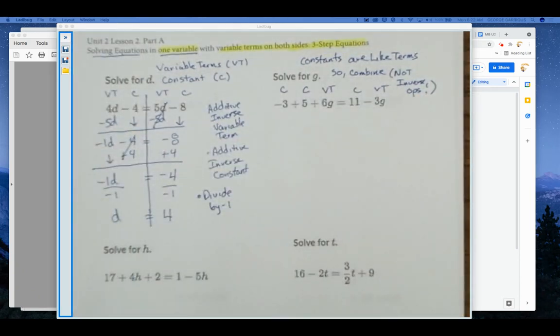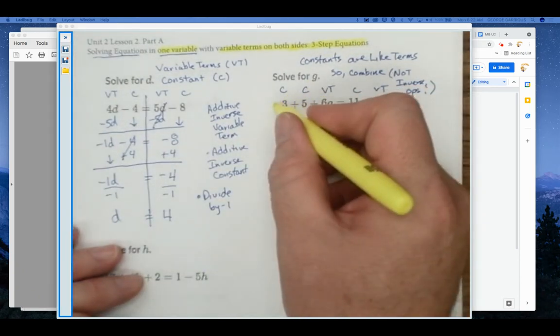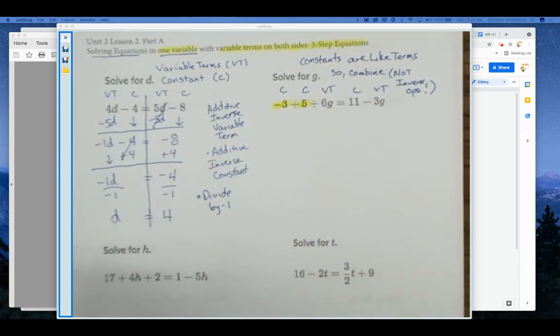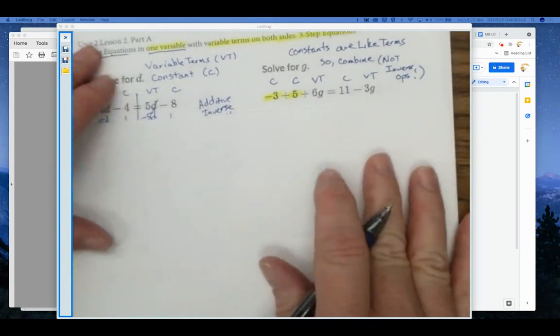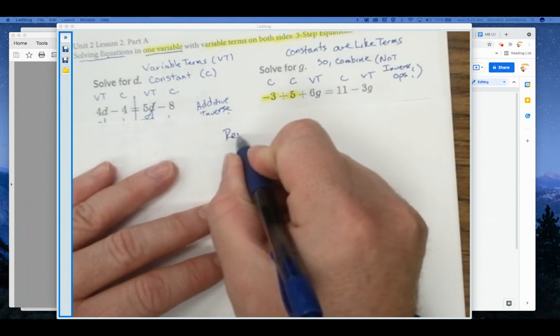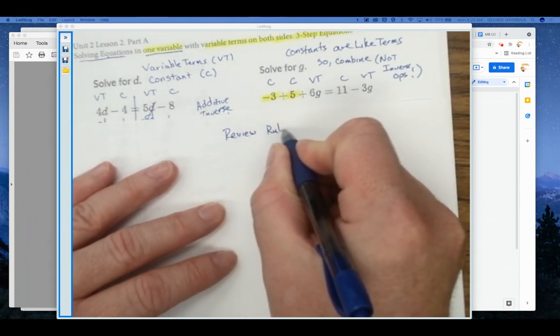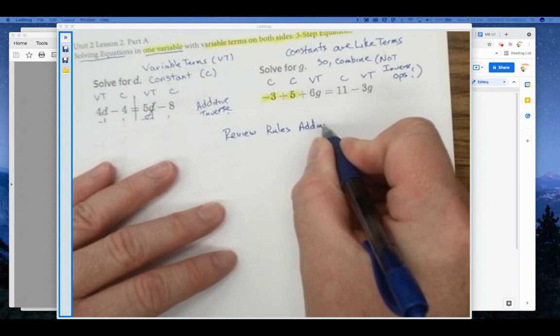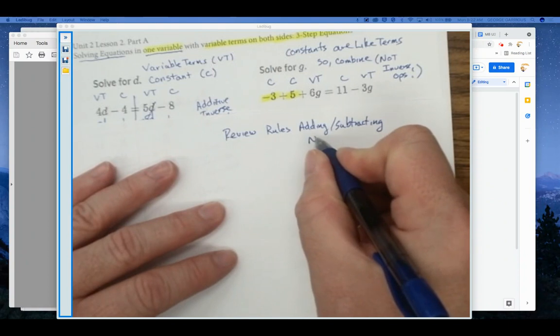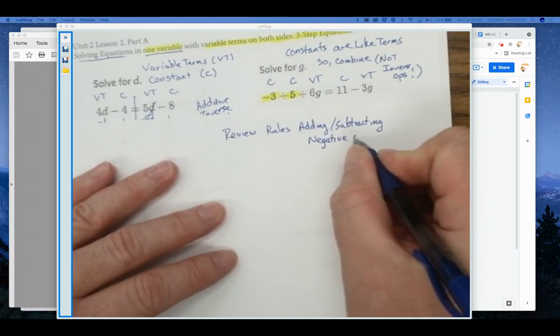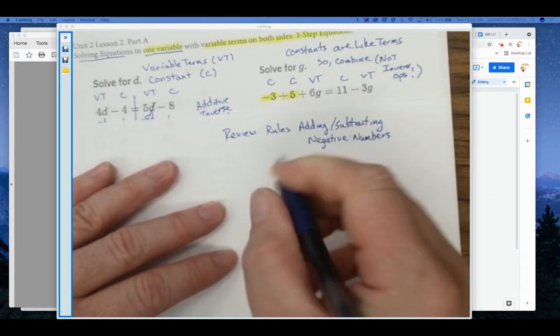Here you can highlight if you want to add things together. Let's review the rules for adding and subtracting here. Just a really quick review. Make sure you jot this down in your own personal notes. Here's a quick review of the rules for adding and subtracting negative numbers. They're pretty simple. Okay, here we go.